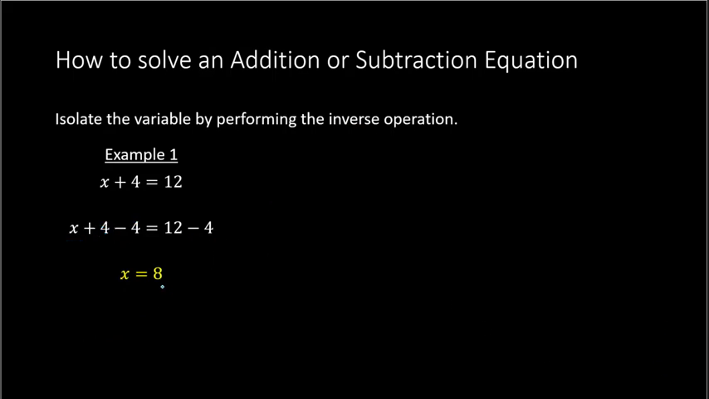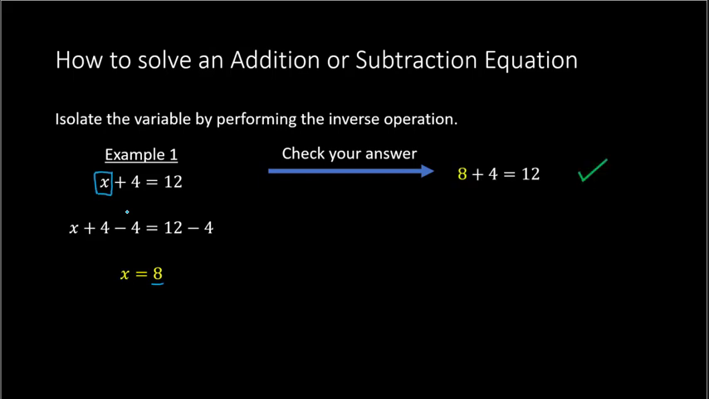We can always double check our answer at the end, and we do that by plugging the number that we found back in for the variable. If this is the correct answer, if we plug an 8 back in for x, we should have a true statement. So we plug 8 in for x to get 8 plus 4 equals 12, and that is a true statement. Therefore, we do have the correct solution.